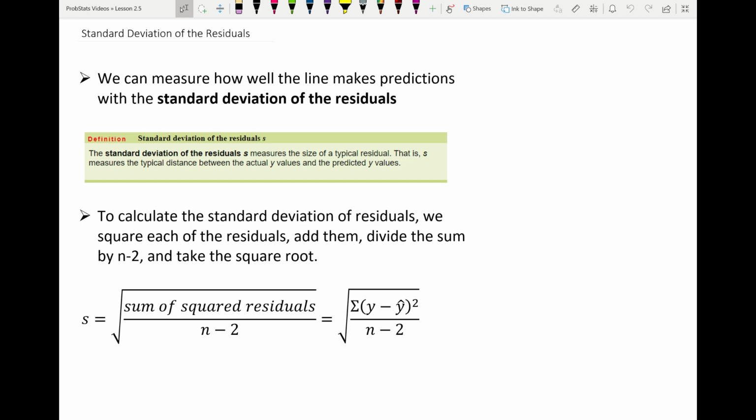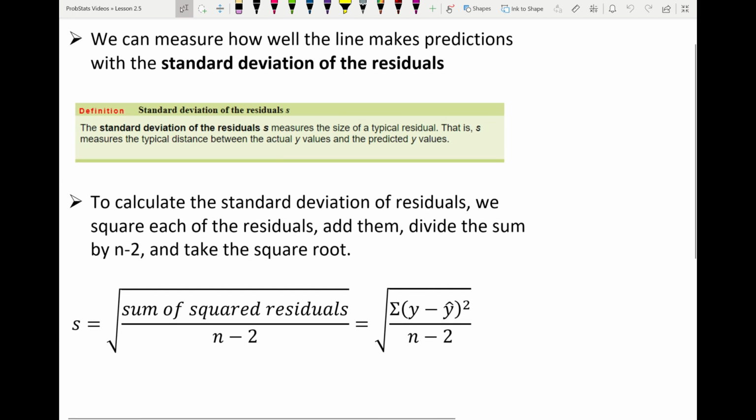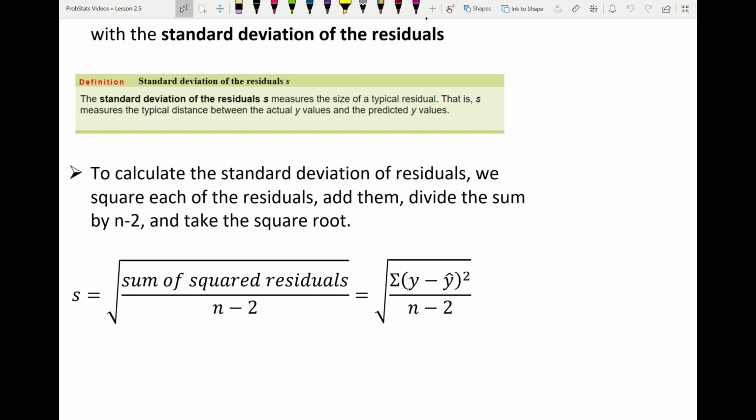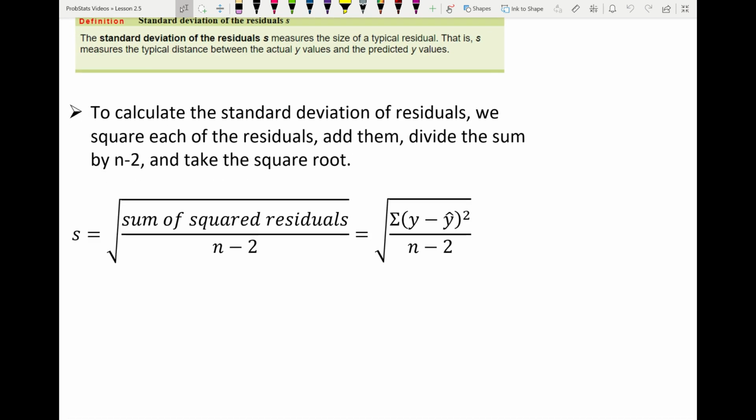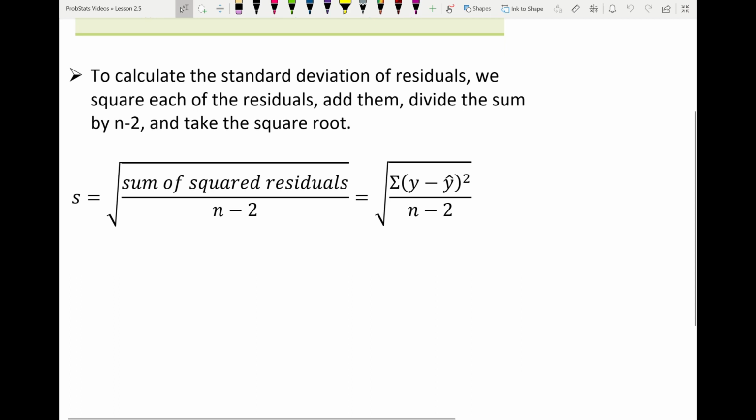So S measures the typical distance between the actual y values and the predicted y values, basically measuring the typical residual. To calculate this, we square each of the residuals, add them up, and then divide by n minus 2. Then finally take the square root. This formula is given below. Remember that this sigma means sum. This right here is your residual.